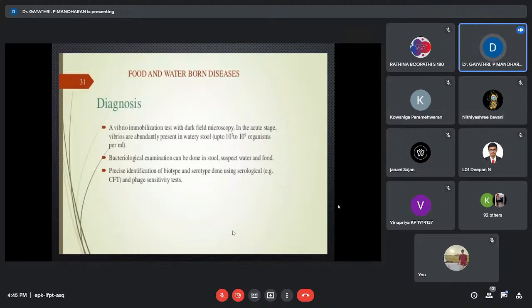Bacteriological examination can be done in stool, suspect water and food. And then எந்த வாட்டரை சஸ்பெக்ட் பண்றாங்களோ அந்த வாட்டரை டெஸ்ட் பண்ணி பார்ப்பாங்க. எந்த ஃபுட்டை சஸ்பெக்ட் பண்றாங்க, எந்த ஃபுட்டு சாப்பிட்டு உங்களுக்கு வந்துச்சோ அந்த ஃபுட்டு டெஸ்ட் பண்ணுவாங்க. As well as the stool sample. Here the stool sample is called as that watery diarrhea. Okay. So precise identification of biotyping, serotyping அதெல்லாம் வந்து அடுத்த ஸ்டேஜ்.